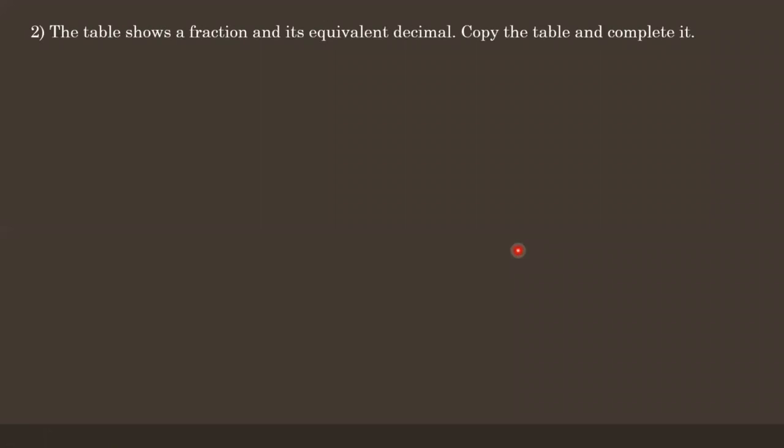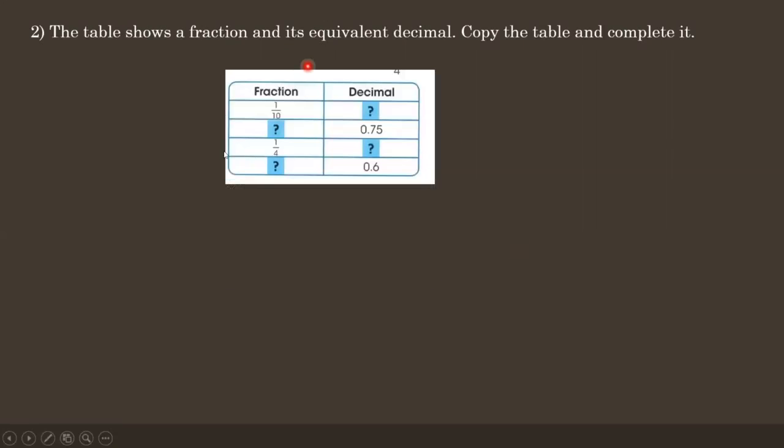Okay, here comes your second question. The table shows a fraction and its equivalent decimal. Copy the table and complete it. So this is the tabular column where you can see the fraction and its corresponding decimal part. Here some numbers are missing. In some cases the decimal number is missing, in some cases the fractional part is missing. So we need to find out with the help of the corresponding answers. So shall we start doing the answer?